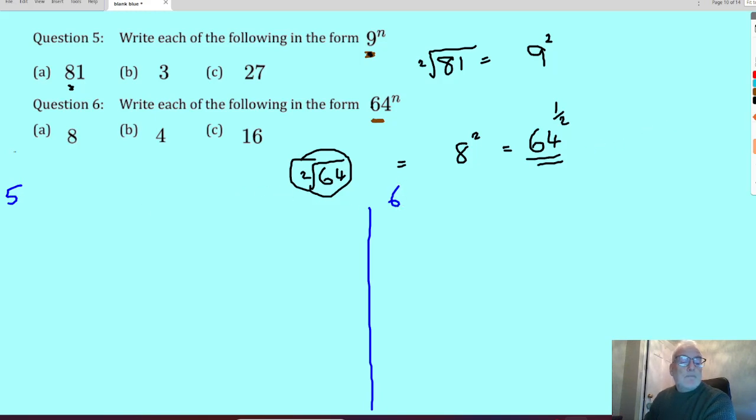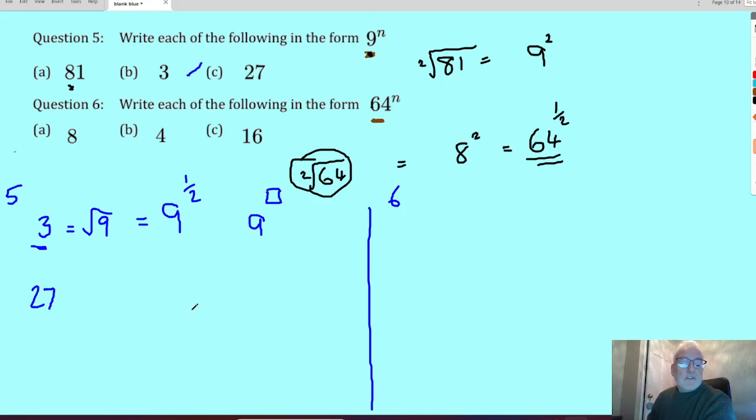Okay, let's see how you got on. So I've got the number 3 and I need to raise 9 to the power of something to get to 3. Well, if I square root 9, that's going to give me 3. So how would I write 9 in the square root format? It would be 9 to the power of 1/2. So that's B.